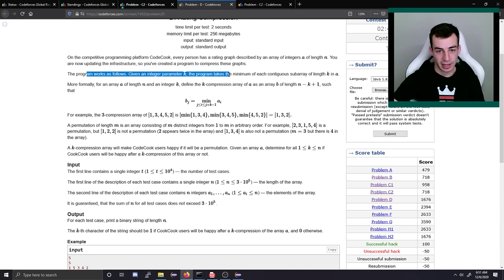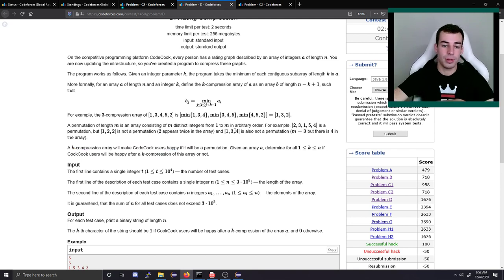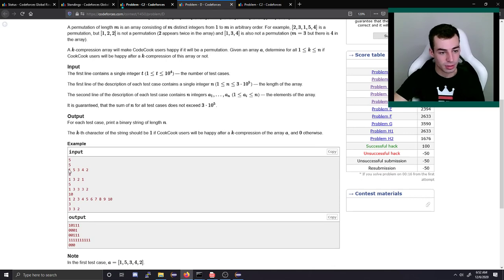I'm given an integer k. The program takes the minimum of each continuous subarray of length k in A. Yeah, so this, then this, then this. So 1, 3, 2. Permutation, and so on. Okay. Make it happy if it's a permutation. Given an array A, determine for all k whether they will be happy if you compress it like this.